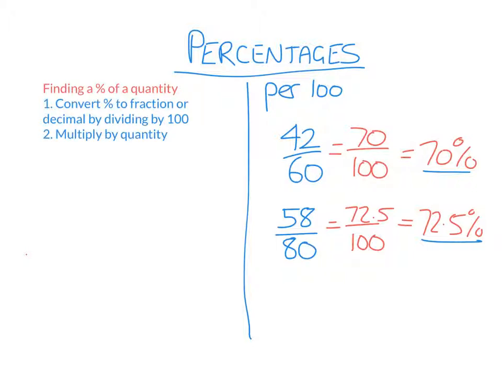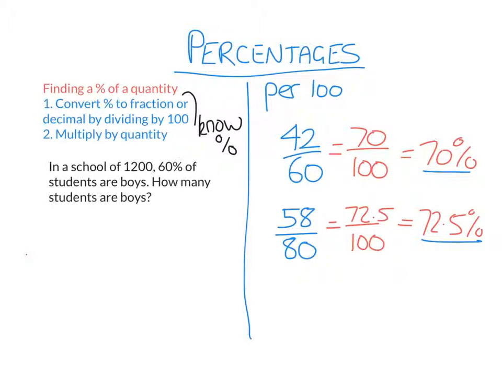So I just want to point out this kind of question is where you already know the percent. The biggest mistake people make is they get the two types of percentage questions mixed up. So this first type is when we already know the percent. Let's look at an example. So let's do this question here. In a school of 1,200, 60% of students are boys. And we're going to find out how many are boys.